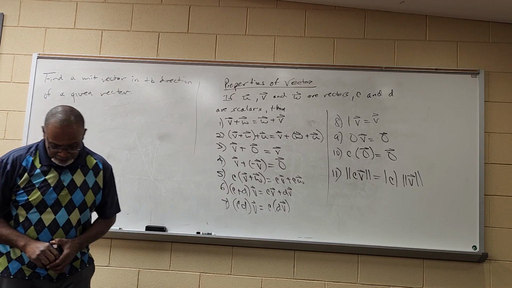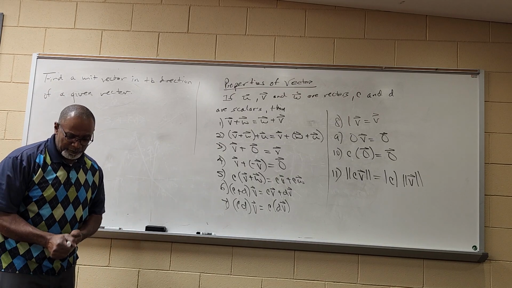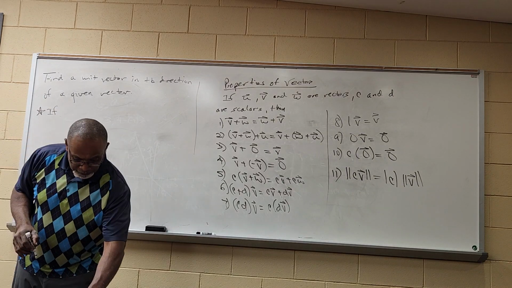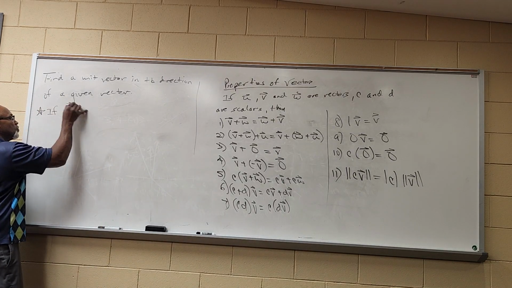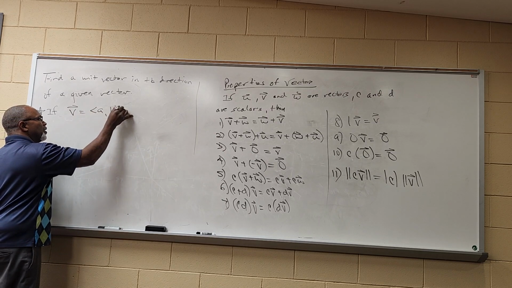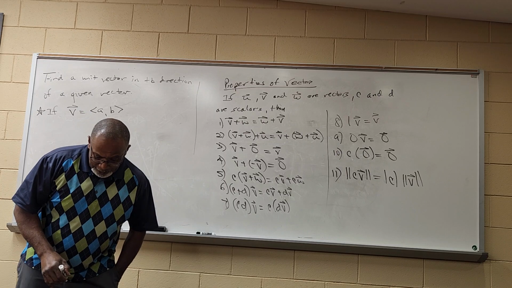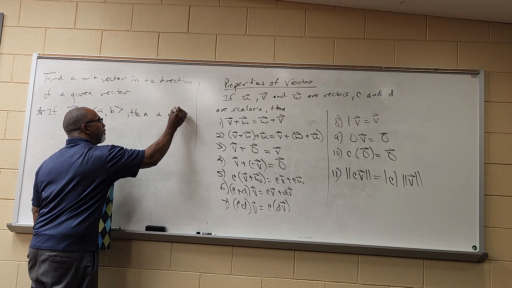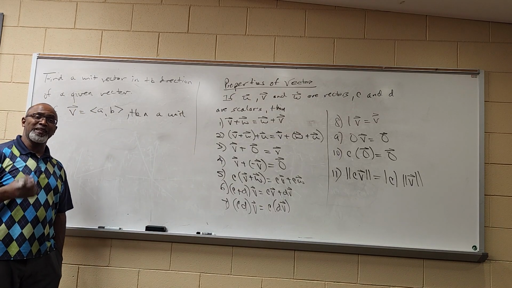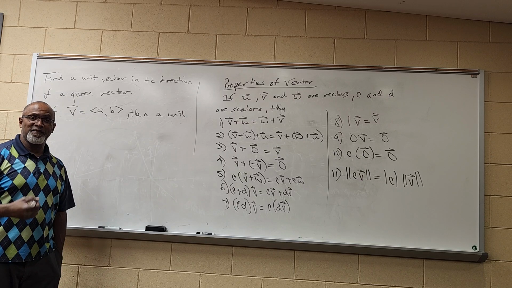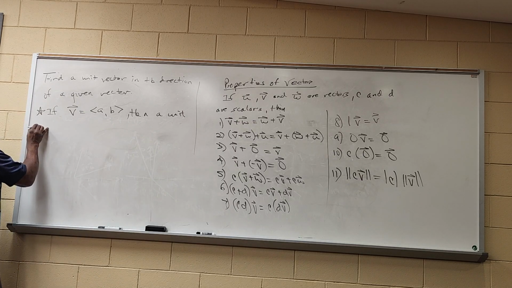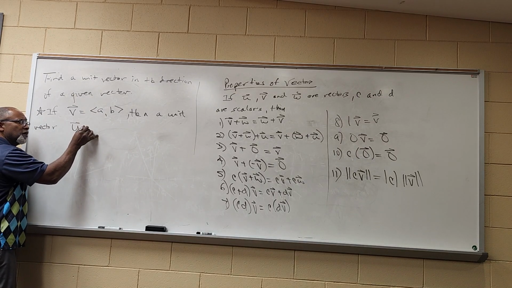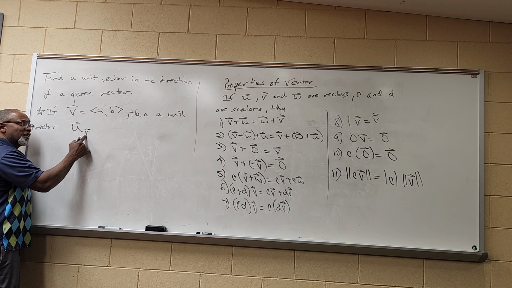Find a unit vector in the direction of a given vector. So they have a nice formula for that. Here's how we do it. If they say vector v equals AB, so I have some vector AB, then a unit vector u. And again, all unit vector means is a vector of length 1. Unit vectors are vectors of length 1. Then a unit vector u, and this just means in the direction of v.